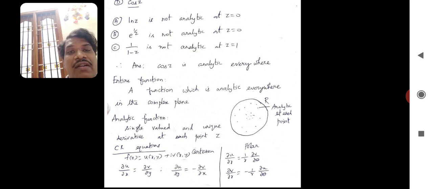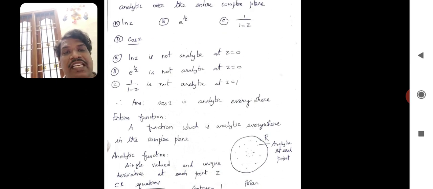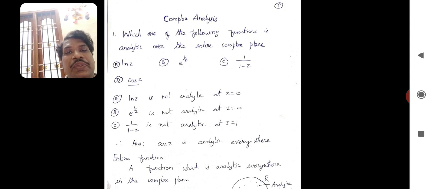Similarly, one can think of the CR equation in polar form. That is, if an analytic function f of z is expressed in terms of the polar variables r and theta, the corresponding CR equation is given by dou u by dou r equals 1 by r into dou v by dou theta, and dou v by dou r equals minus 1 by r dou u by dou theta. Now using these basic ideas, we are going to select the analytic function from the given 4 choices.